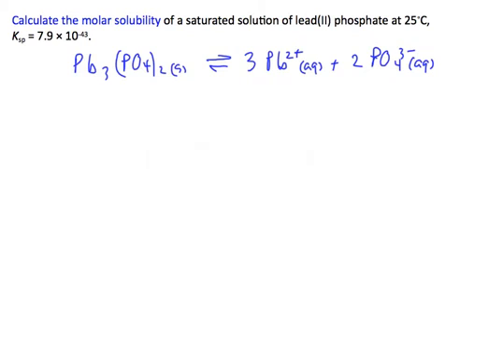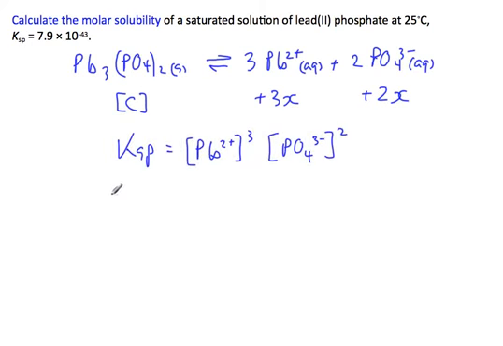It was a little different. We have a slightly more complicated KSP, but still we can just go straight into our change if you like here, because nothing really changes. This changes by X, except there's a 3 in front, so it changes by 3X, and this changes by 2X. And so now we can write our KSP expression, which we did before. So there's our KSP, and now we just substitute.